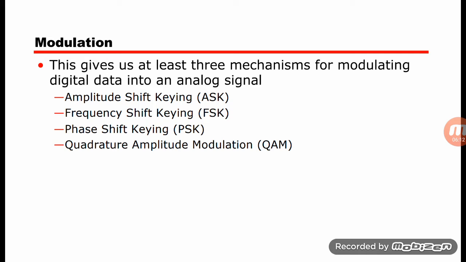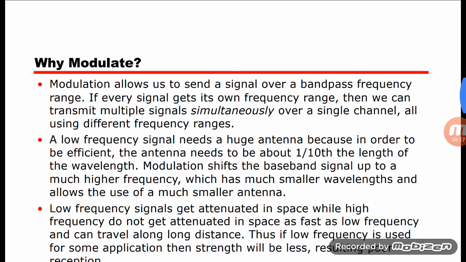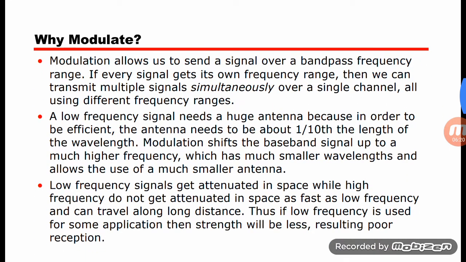Okay. Now the question comes: why are we modulating? What is the reason? We already have a signal, we should send it. One of the reasons is modulation allows us to send a signal over a band pass frequency, as he said. If every signal gets its own frequency range, then we can transmit multiple signals simultaneously. Okay, exam one, this wording was in the exam. Some students had problems understanding. Over a single channel, all using different frequencies. Basically, what he's saying is this.